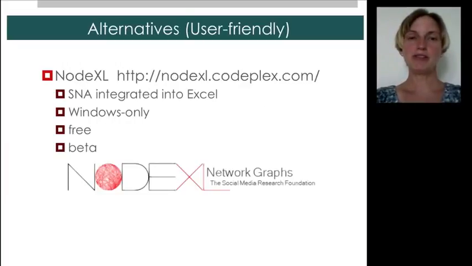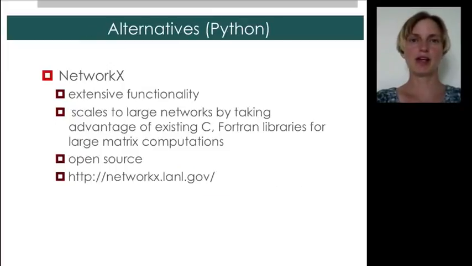We also won't be using NodeXL. NodeXL is a relative newcomer. It's social network analysis neatly integrated into Excel. It's still, I think, very much in beta. It's being developed. However, it's free. And if you are already an Excel user, then this may be a very friendly way to do social network analysis. Again, it's actually Windows only. Only the Windows version of Excel supports NodeXL, and that's why we're not using it.